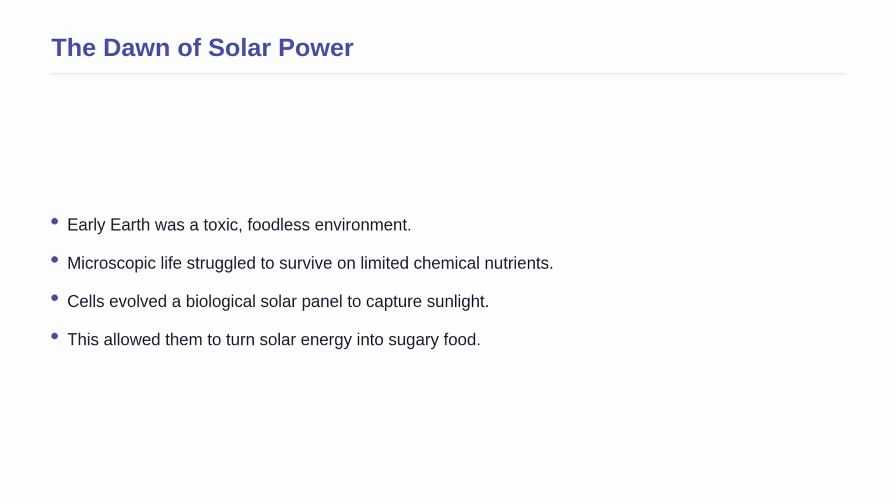Now that we have set the stage of a barren early Earth, let us look at how life adapted. Early microscopic life forms were struggling to survive on the very limited chemical nutrients bubbling up from the crust of the Earth. To overcome this starvation, some brilliant little cells evolved a biological solar panel. This allowed them to capture sunlight and turn it into sugary food. This incredible survival trick is what we call the origin of photosynthesis, and it is arguably the most important evolutionary leap in the history of our planet.